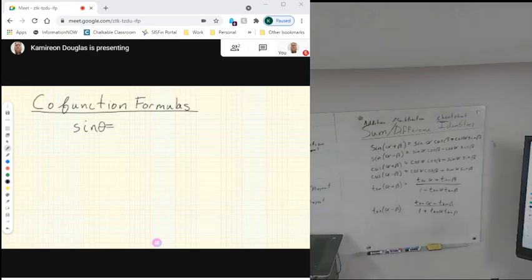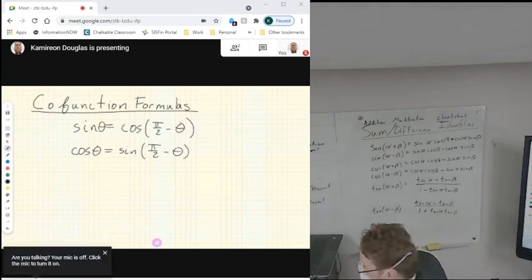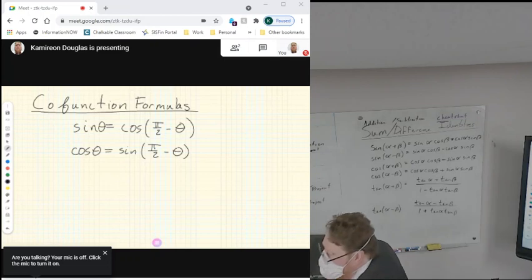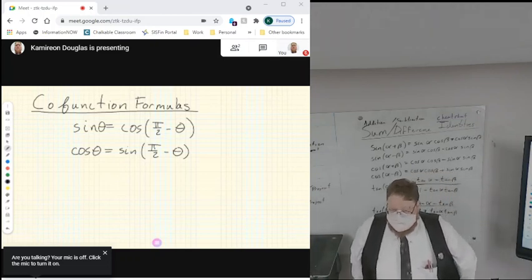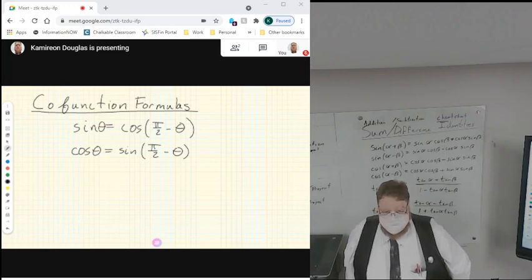Sine of theta is equal to cosine of pi over 2 minus theta. There's number 1. Number 2, cosine of theta is equal to sine of pi over 2 minus theta. So notice that our first 2 formulas deal with sine and cosine and cosine and sine. They allow us to modify the particular function into a new form directly without needing some different formula.